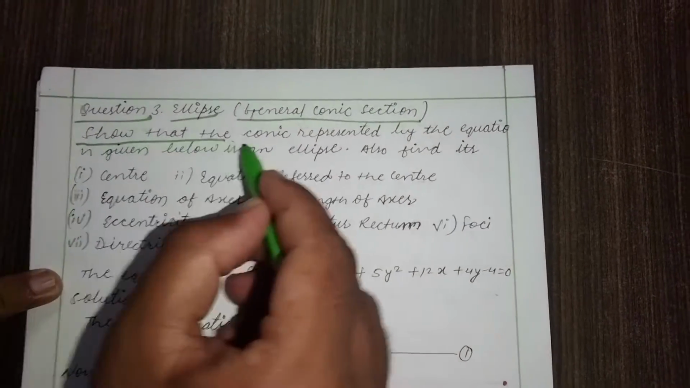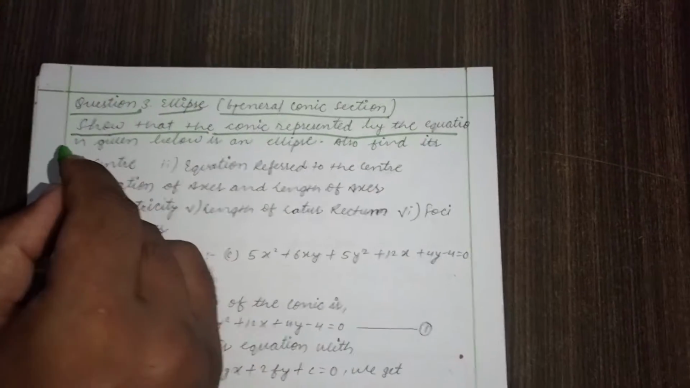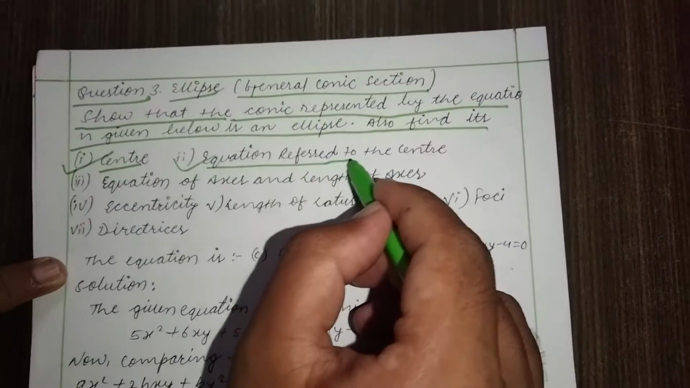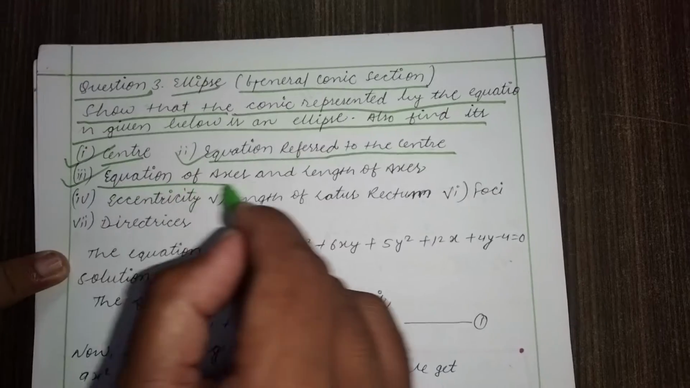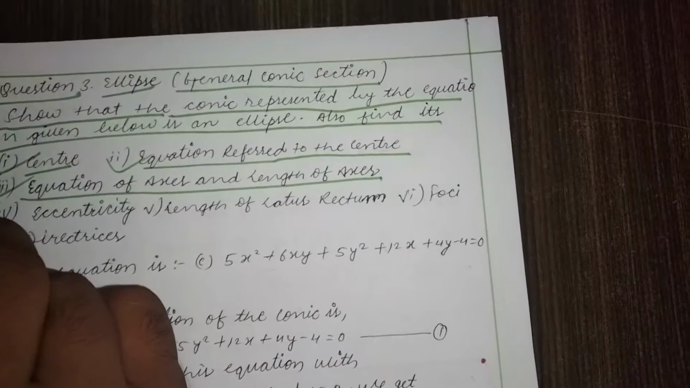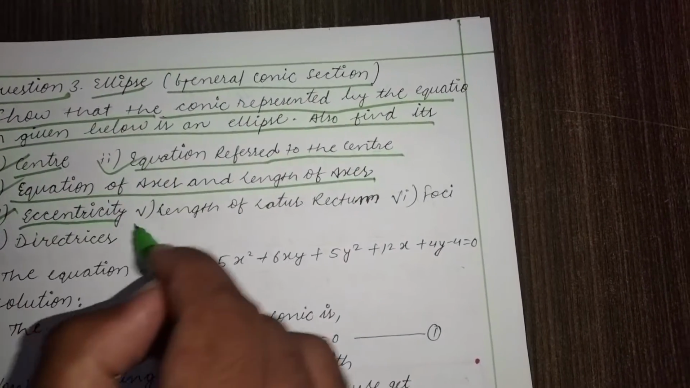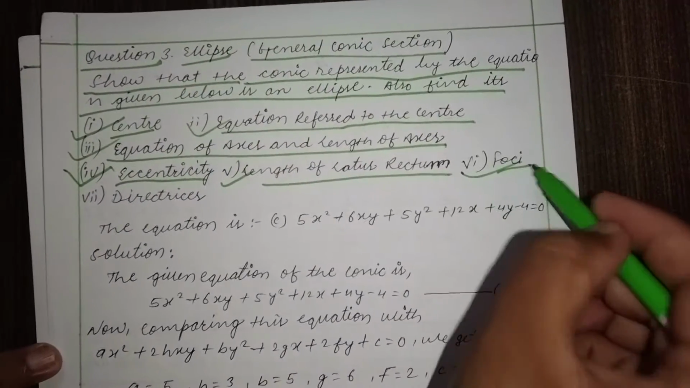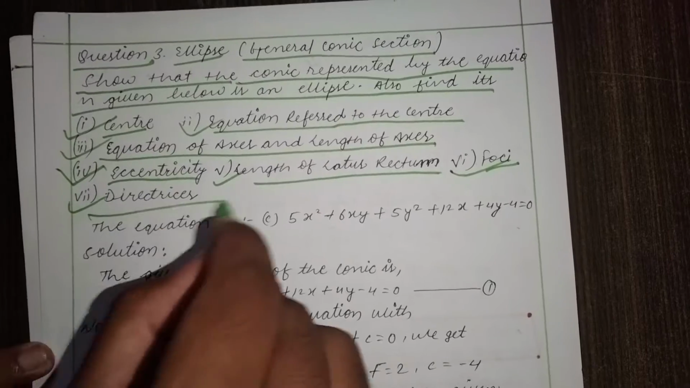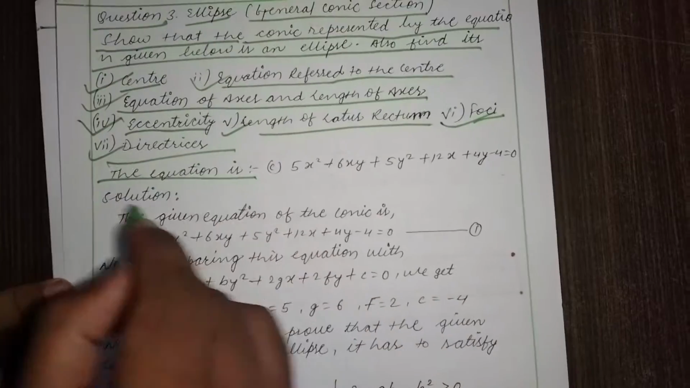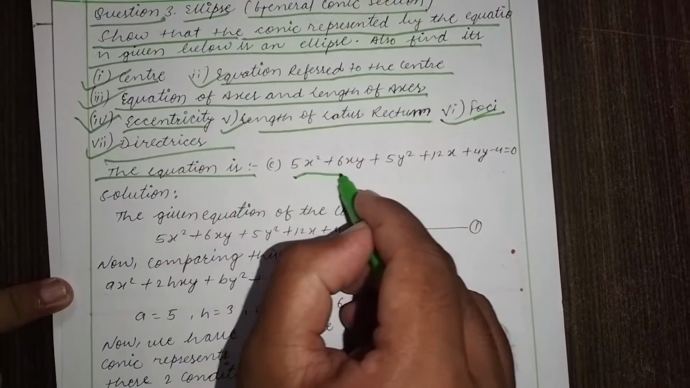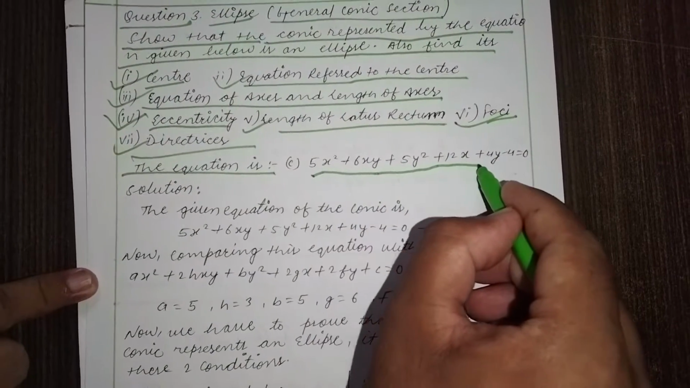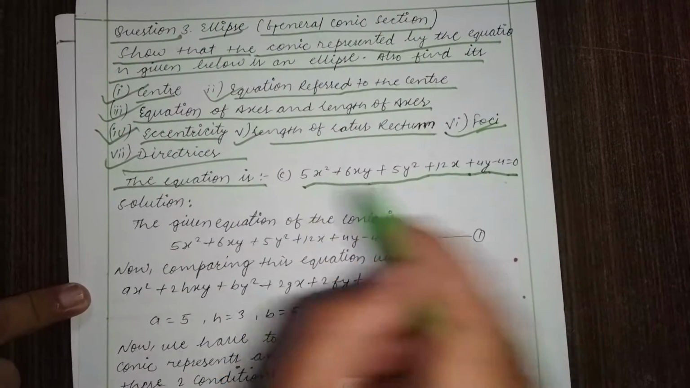Show that the conic represented by the equation given below is an ellipse, and also find its 1 number center, 2 number equation referred to the center, 3 number equation of axes and length of axes, 4 number eccentricity, 5 number length of latus rectum, 6 number foci, 7 number directrix. The equation is: 5x square plus 6xy plus 5y square plus 12x plus 4y minus 4 equals 0.